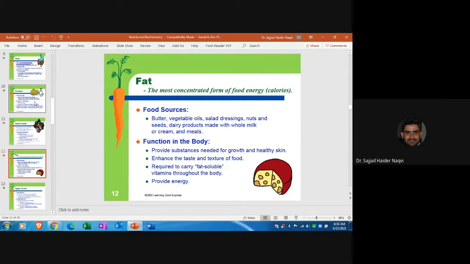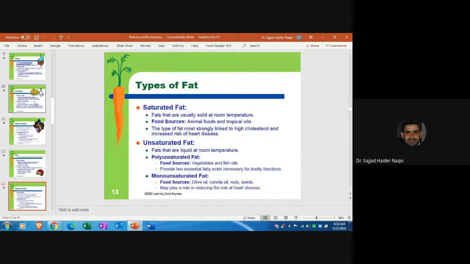It is required to carry the fat soluble vitamins through the body, because fat soluble vitamins are also essential, and they can only be carried in the body with the fats, because like dissolves like. And they provide energy. As I said, it's almost twice the amount of energy as that of the proteins and the carbs. Now there are different types of the fats.